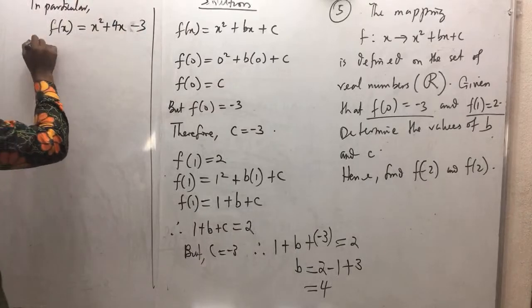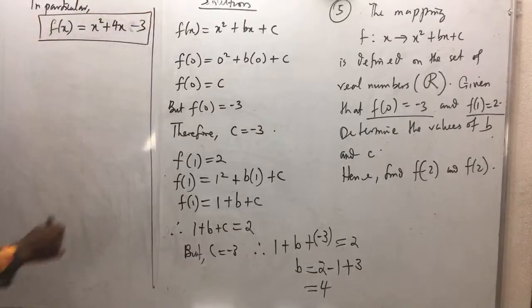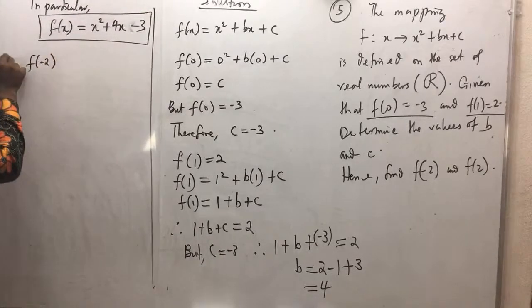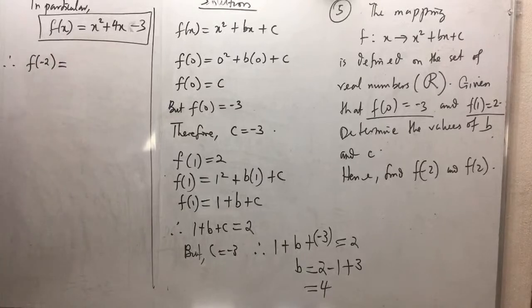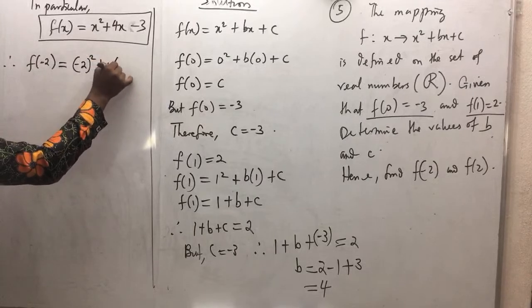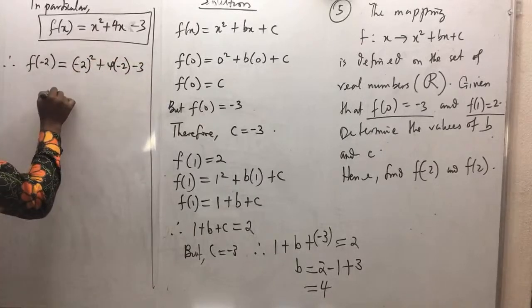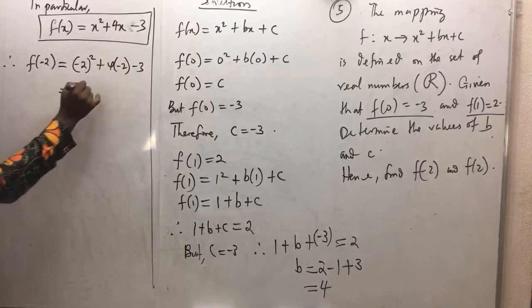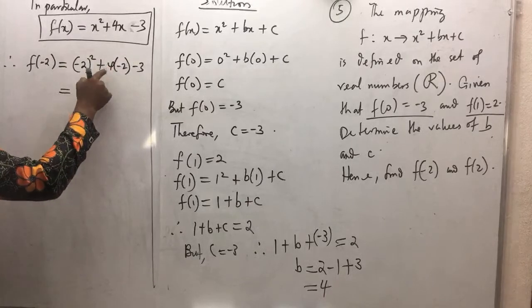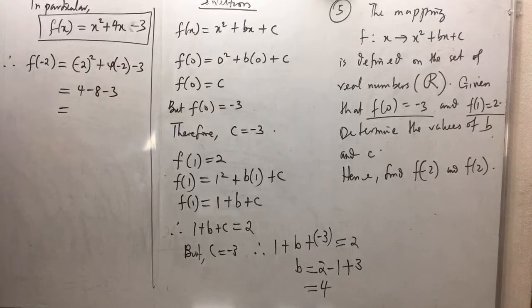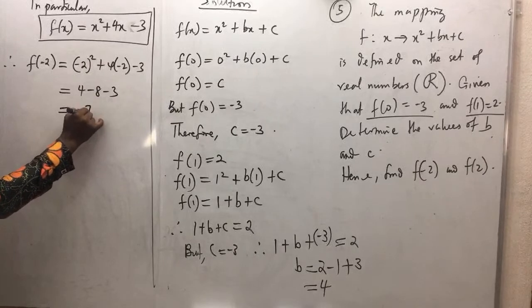Now, based on this function, you can obtain what you were asked to obtain. F of minus 2. You can now say, therefore, based on this function, f of minus 2 will be minus 2 squared plus 4 times minus 2 minus 3. And that will result in 4. Minus 2 squared is 4. 4 times minus 2 will give us minus 8. So it's minus 8 minus 3. So 4 minus 8 minus 3 is the same as 4 minus 11. And 4 minus 11 will give you negative 7.